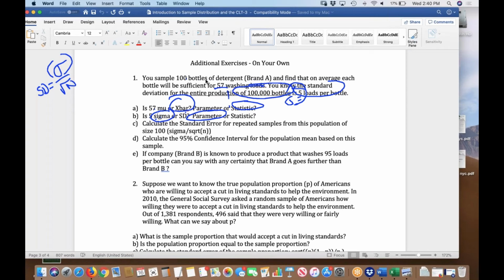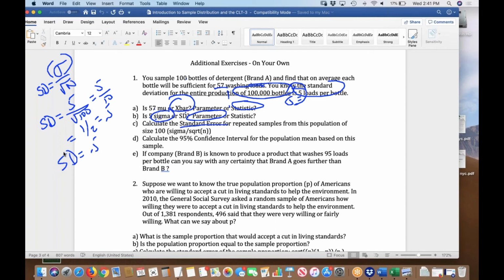Okay, so now calculate the standard error for repeated samples from this population of size 100. We took a sample size of 100. What's the variability now for repeated samples of size 100? Now notice we introduced a new term there, standard error. So I'm going to take the standard deviation and say that it's equal to sigma, right? Sigma was 5 divided by the square root of the sample size. Sample size was 100. So it's 5 over 10, which is equal to 1/2 or 0.5. So the standard deviation is equal to 0.5.